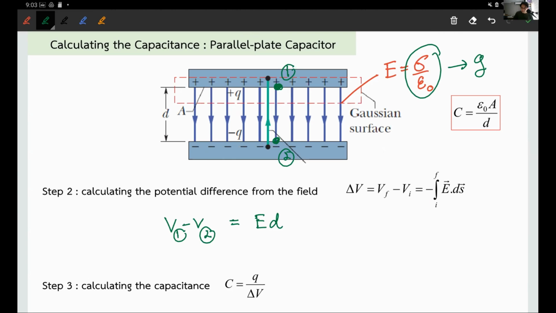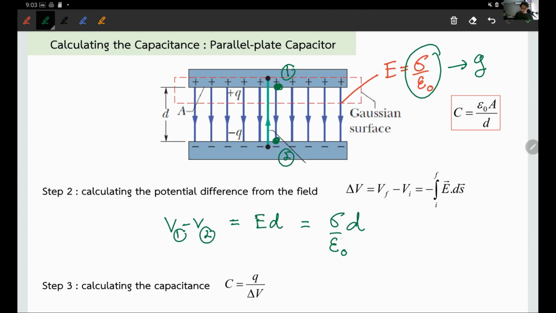Think of it like mgh, but we get rid of the m. We just get the g times the h, and you call that potential. So the electric field is sigma over epsilon naught, times D. That's kind of nice. And that's your second step: you know the potential difference between the two plates.